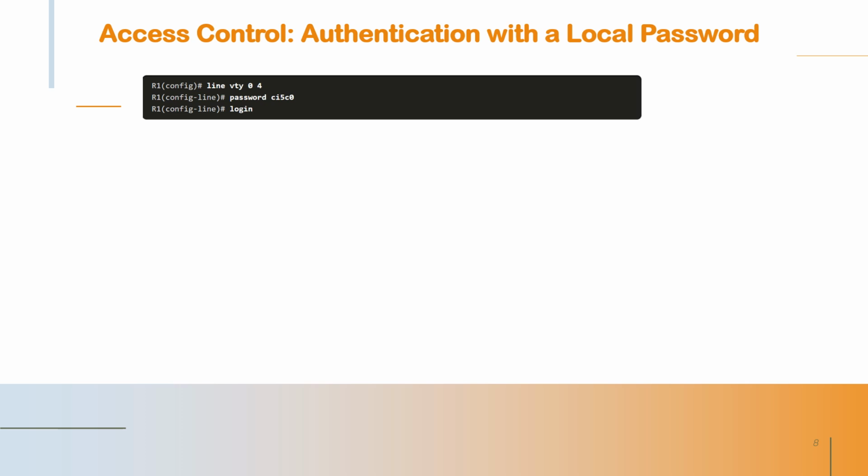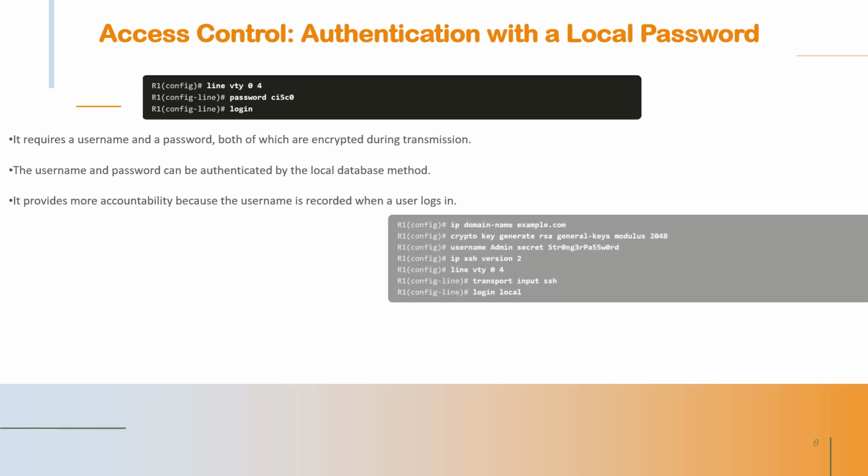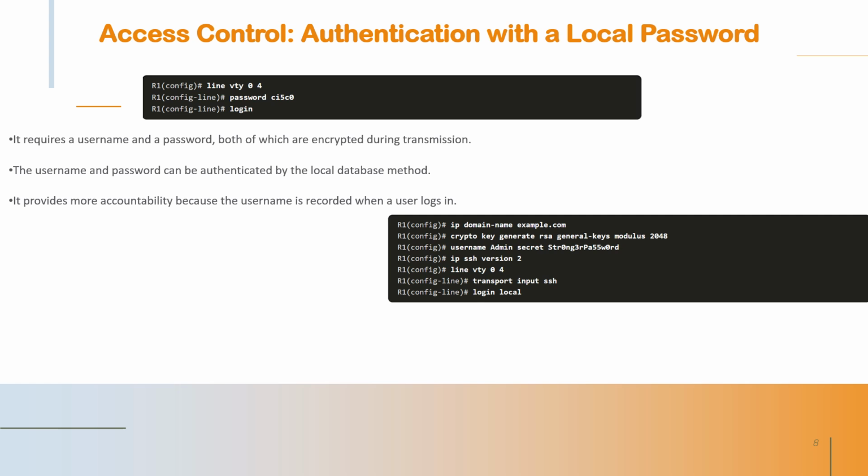Secure Shell is more secure for remote access because it requires a username and password, both of which are encrypted during transmission. The username and password can be authenticated by the local database method, and it provides more accountability because the username is recorded when a user logs in. And here we have an example that illustrates the Secure Shell and local database method of remote access.